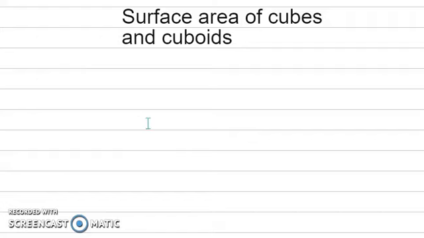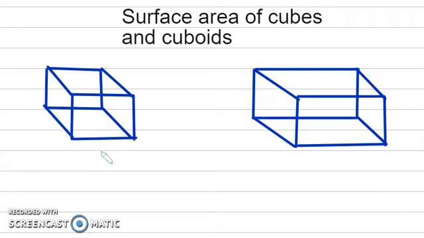In this video, we are going to discuss the surface area of cubes and cuboids. The first figure shows the cube and the second figure shows the cuboid. Now, what is the surface area? Surface area is the sum of all the sides. Area of all the sides.